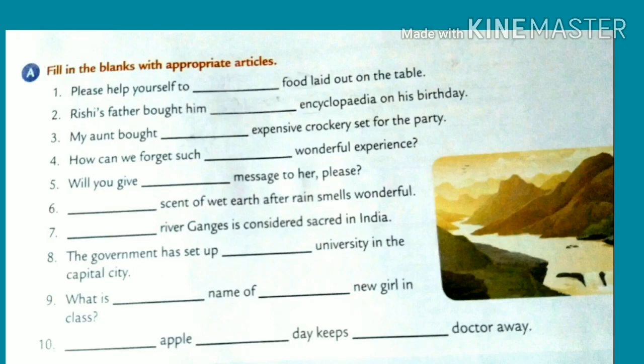My aunt bought dash expensive crockery set for the party. The answer is: my aunt bought an expensive crockery set for the party. Crockery is the noun. Before that we have an adjective, expensive. With the adjective we have to write the article, an expensive. The word expensive begins with a vowel sound, so we have to use an. My aunt bought an expensive crockery set for the party.